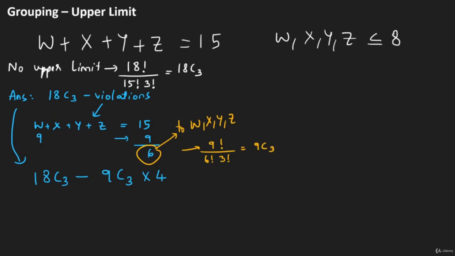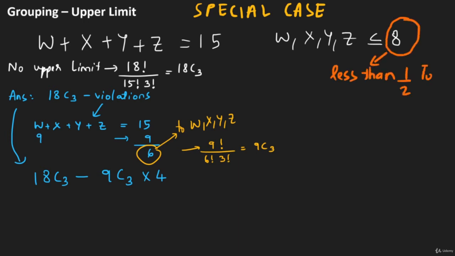In this video, let's discuss a special case with respect to grouping questions with an upper limit. If the maximum value permissible for each of these would have been less than the total, that is, here it is 15, then there is something to be kept in mind. For example, let's take the case where each of these has to be less than or equal to 6 and the total is kept as 15. So 6 is less than 15 by 2, which is 7.5.